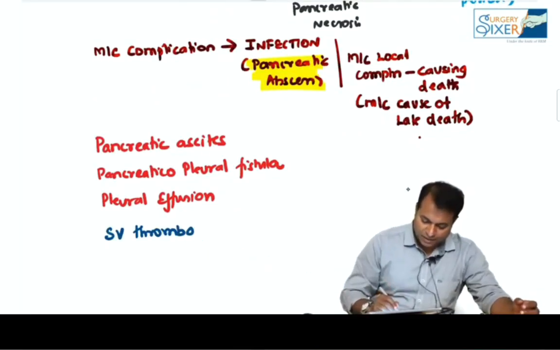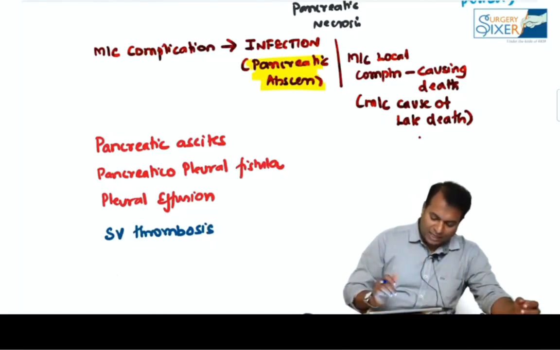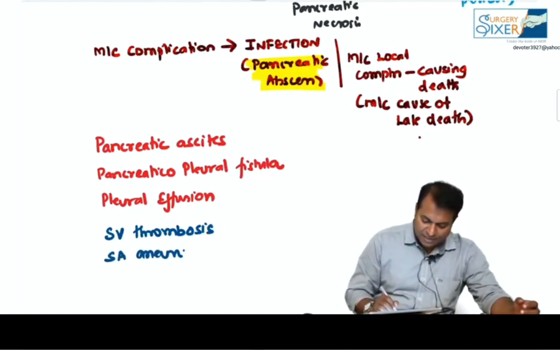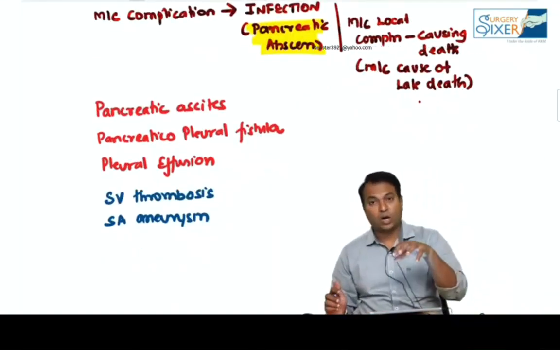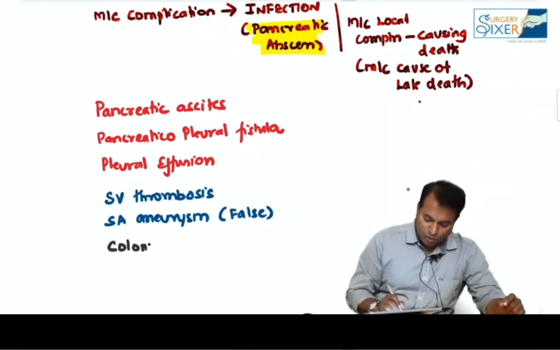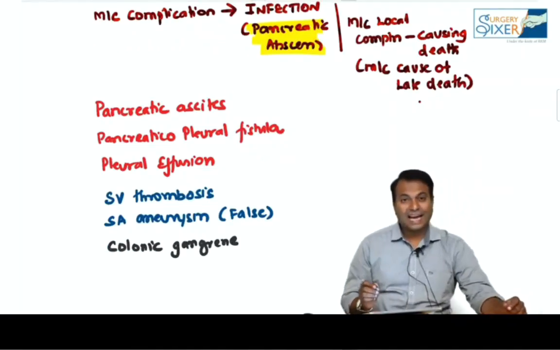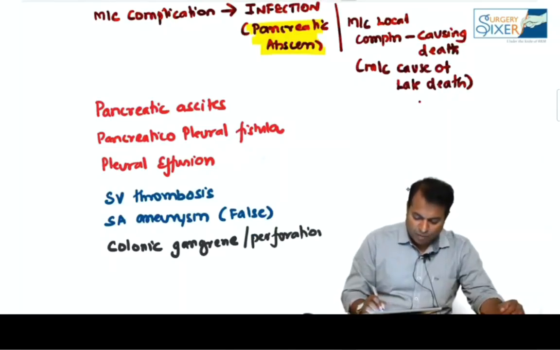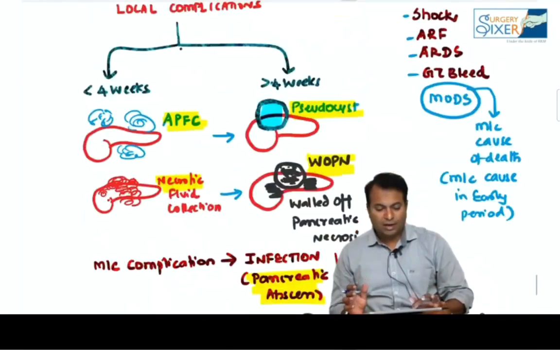See, interesting complications. Splenic vein can get thrombosed. Splenic artery can get an aneurysm. This is because of the elastase enzyme, which damages the vessel and results in splenic artery aneurysm. It is a false aneurysm. Splenic vein thrombosis, splenic artery aneurysm, colonic gangrene. The colon can get gangrene or perforation, which is another local complication. So these are all various local complications of acute pancreatitis.